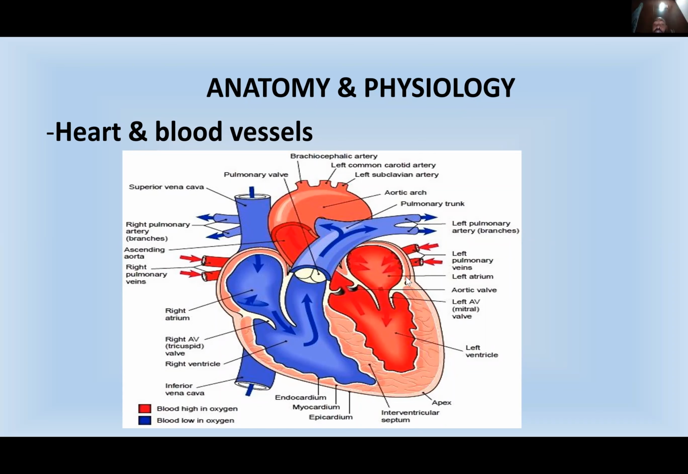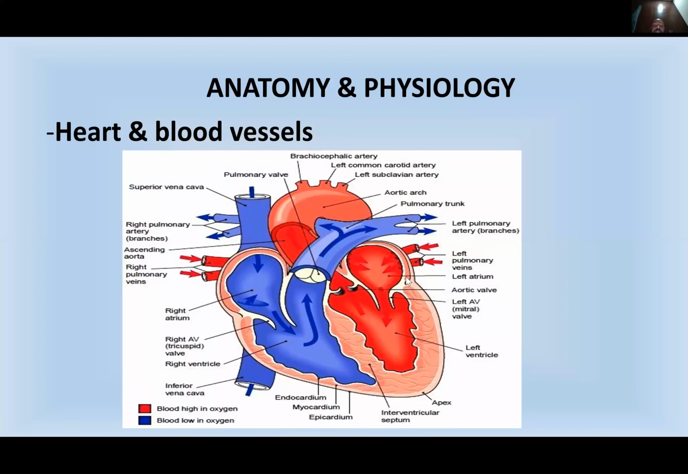Your heart consists of 4 chambers. You got your atrium and your ventricles, your right side and your left side. The right side takes all the blood and pumps it down from the right atrium to the right ventricle into your lungs, comes back, goes into your left atrium and your left ventricle, and it goes out into your body.